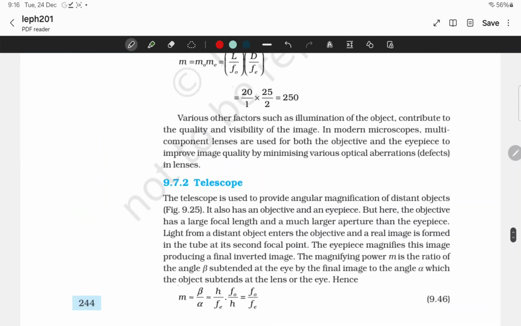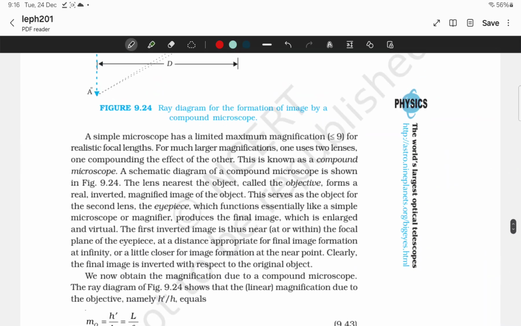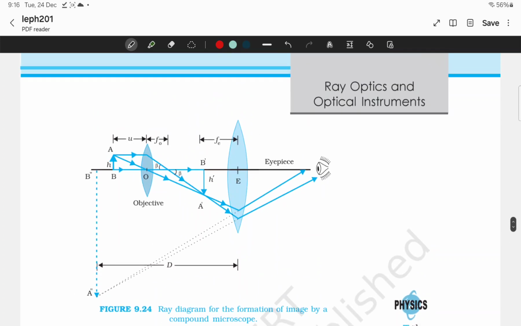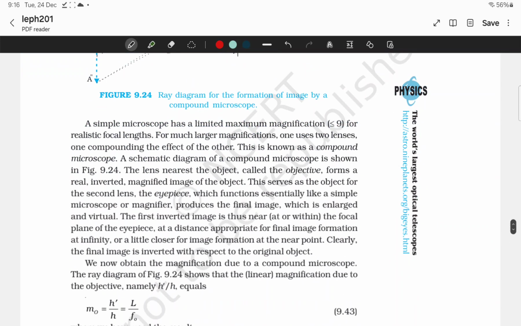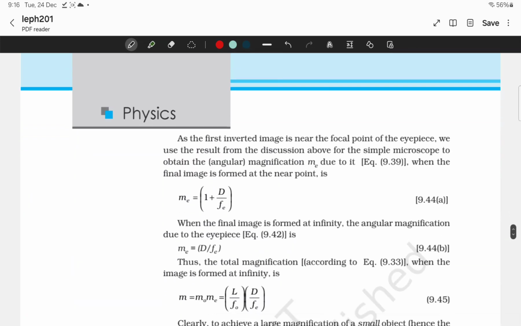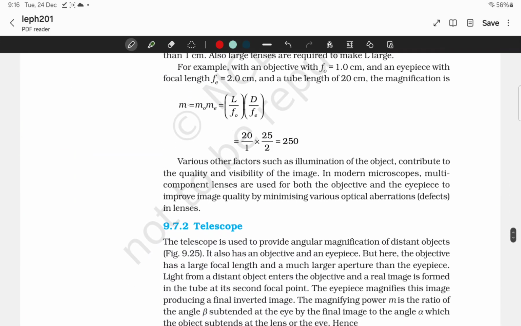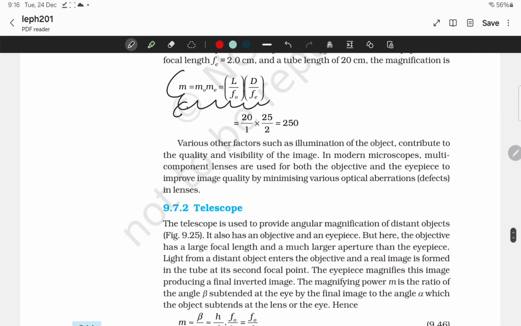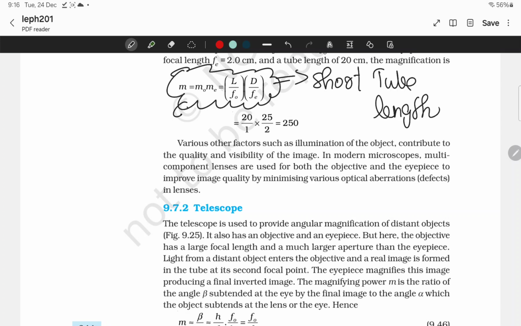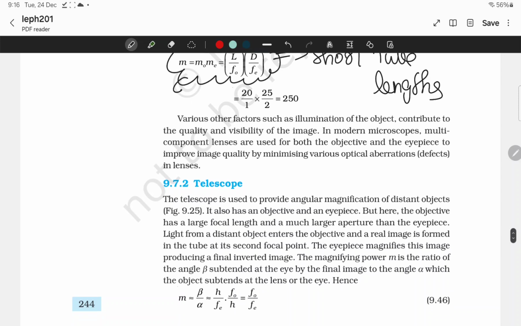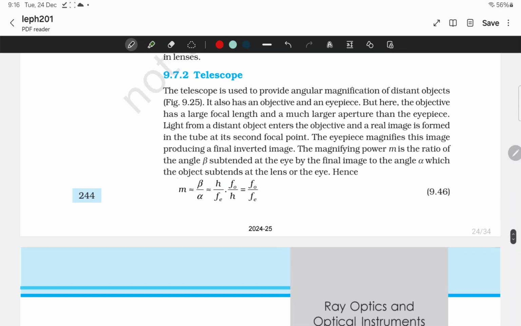Now I'll show you for compound microscope also. This is given in your textbook. Compound microscope. Tube length. Yeah, look. Here only this equation is given, but this is always for what? Short tube length. This is always for short tube length. Don't forget it. Okay.